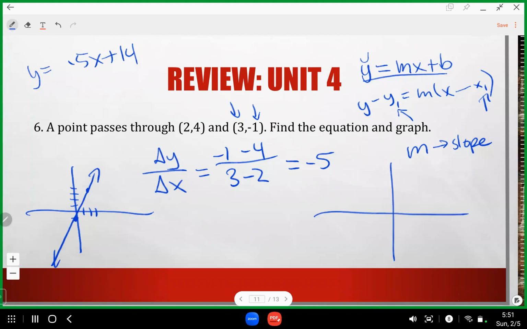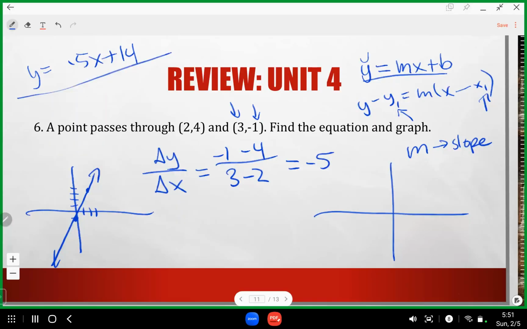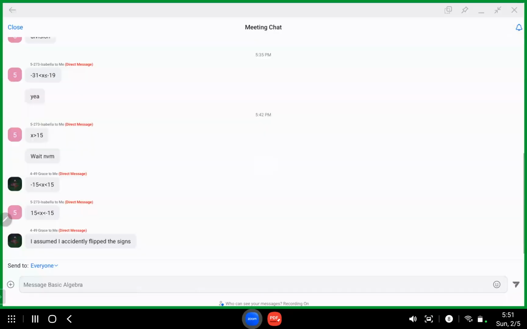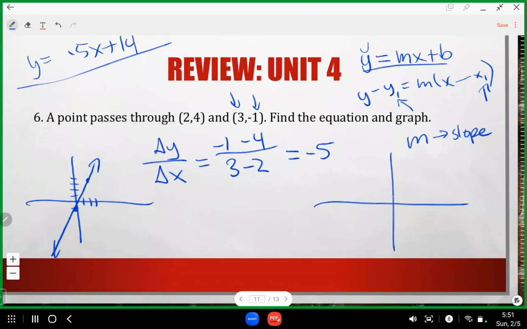So can anybody tell me what is the y-intercept in this equation? So where is the y-intercept? How about Kaylee? All right, Kaylee, unmute yourself and tell me what is the y-intercept in this thing? Okay, what is it? 0, 14. It's 14. Very good. 0, 14. So 1, 2, 3, 4, 5, 6, 7, 8, 9, 10, 11, 12, 14.